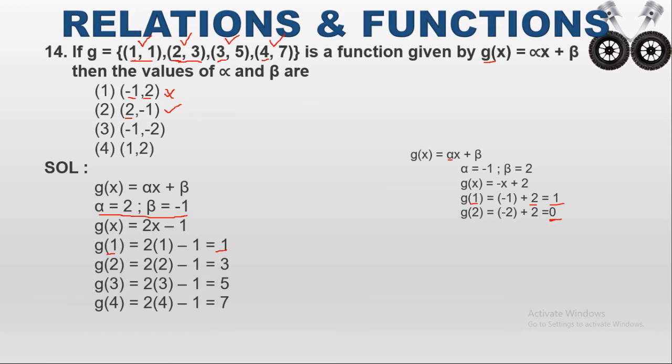That means which option is the correct one? Option 2 is the correct one. So the answer is option 2, 2 comma minus 1. That is, alpha value is 2 and beta value is minus 1.